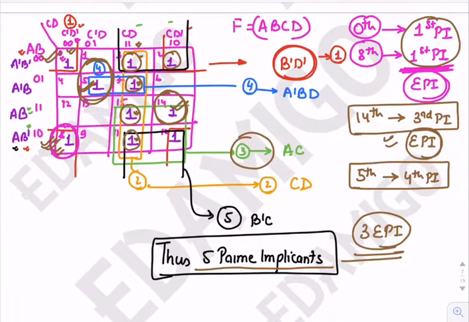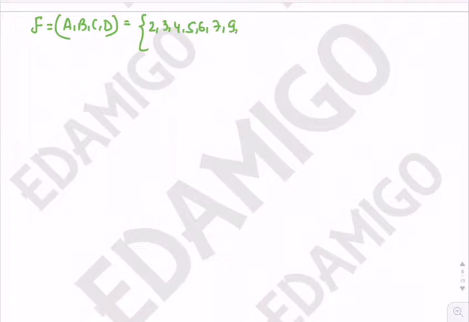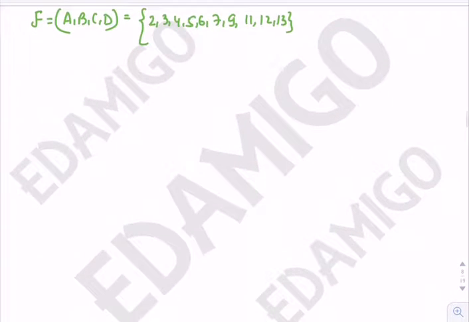Okay, now let's look at another function. Here function f of A B C D is equal to 2, 3, 4, 5, 6, 7, 9, 11, 12, and 13. Okay, so let me draw the K map first.